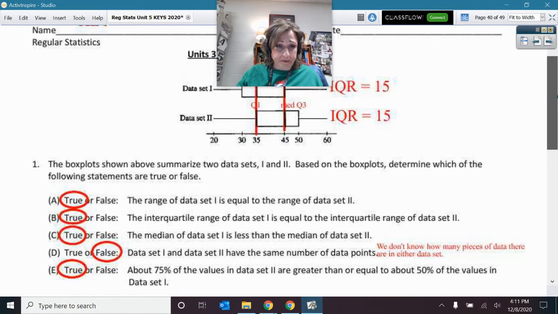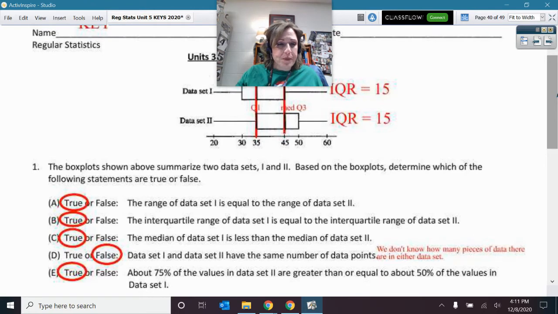So here's our true and falses. I don't want to go through every answer on here. The range of data set 1 is equal to the range of data set 2. They have the same min and max. If there were outliers, they would count in that range, but there's not. The IQR of data set 1 is from 30 to 45, that's 15. The IQR of data set 2 is 35 to 50. Oh, look at that, both IQRs are 15.